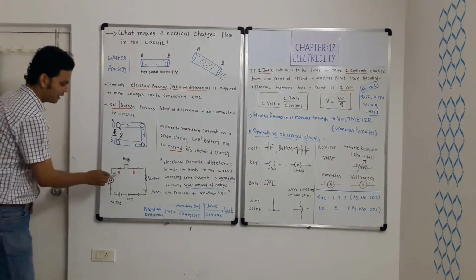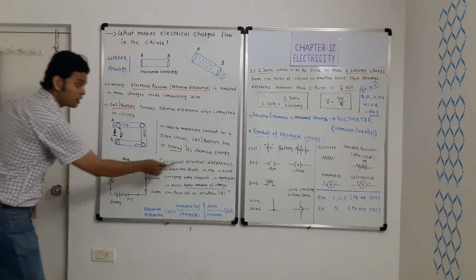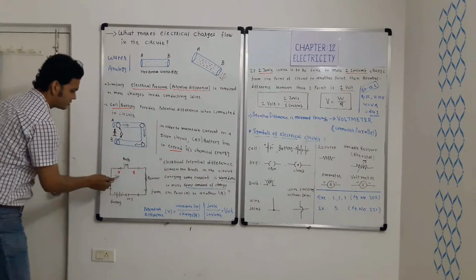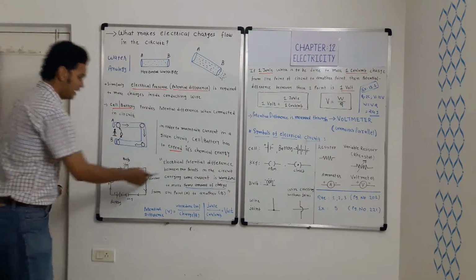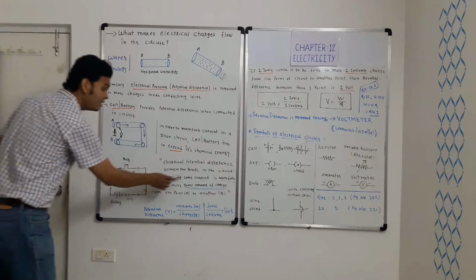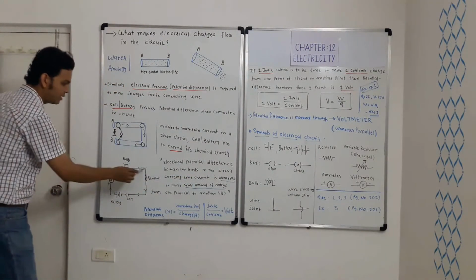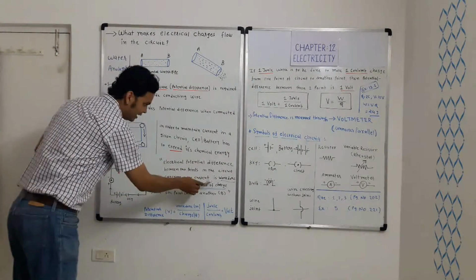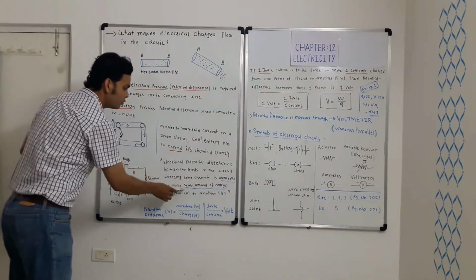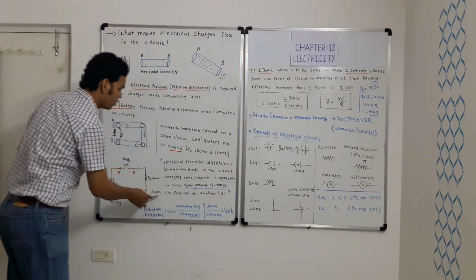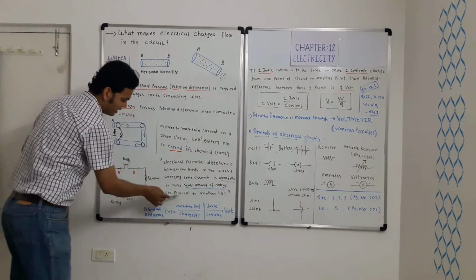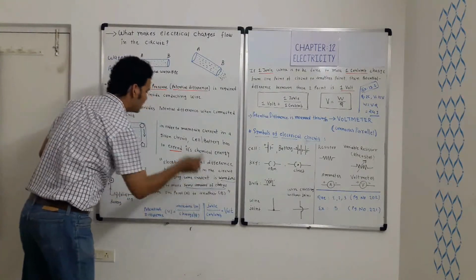Let's say this is the circuit. So the electrical potential difference between 2 points, let's say point A and point B in the circuit carrying some current. Here a battery is connected, so current is from point A to point B. It is the work done to move some amount of charge from one point, that is A, to another point B.